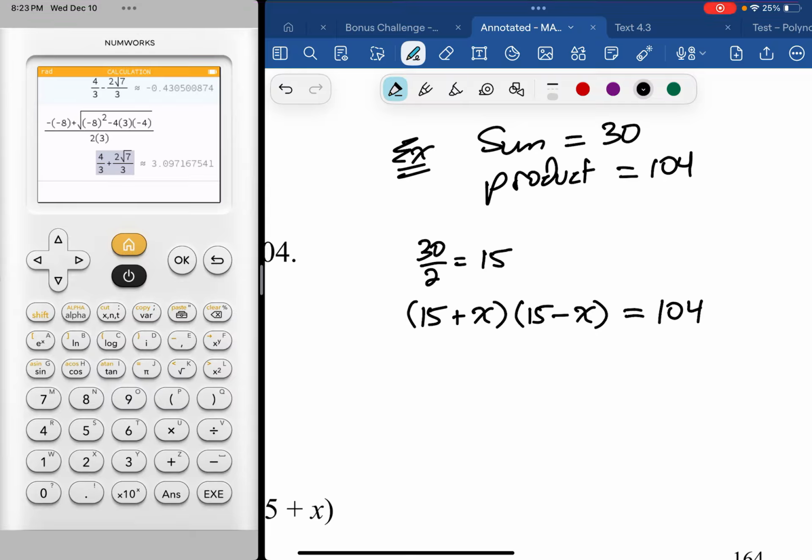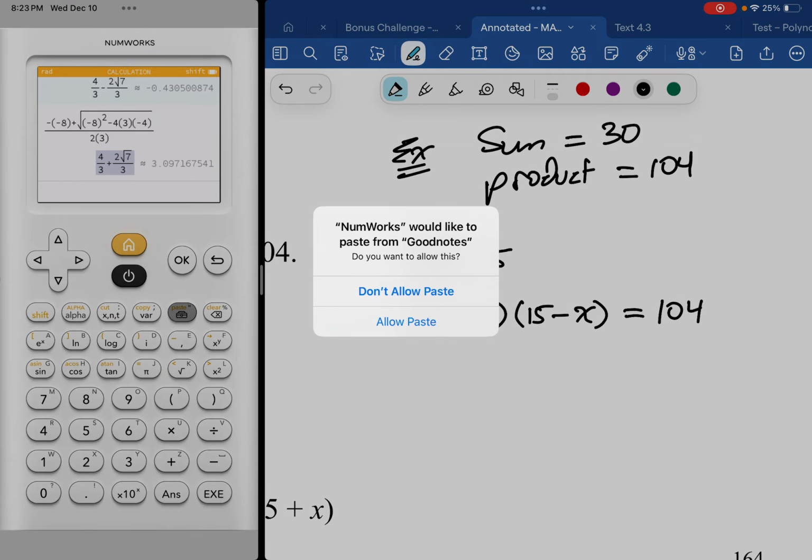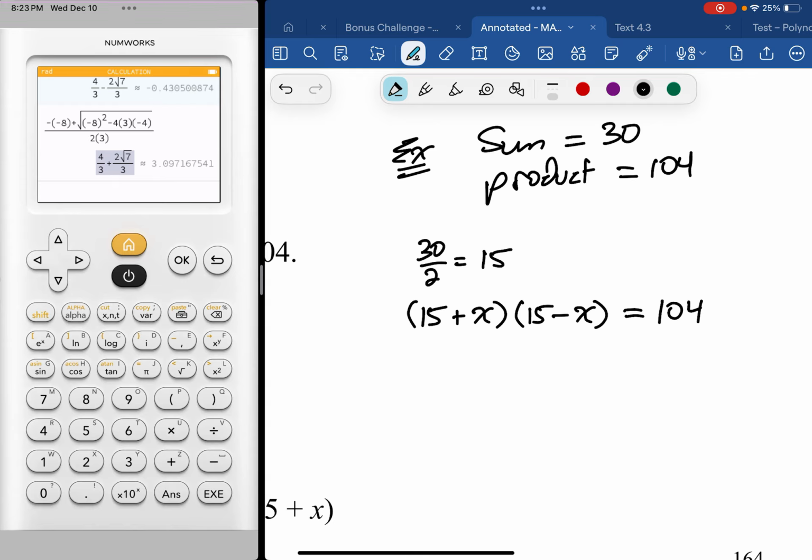So one thing that you could do, I don't think it would be fun, is you could try 15 times 15. That would be the case where x is equal to 0. Or maybe x is equal to 1, in which case you'd get 16 times 14. Maybe x is equal to 2, so 17 times 13.